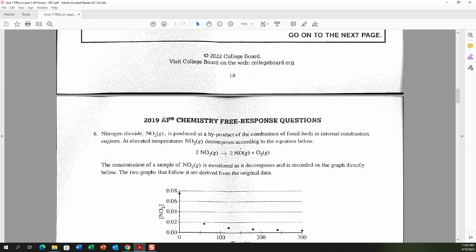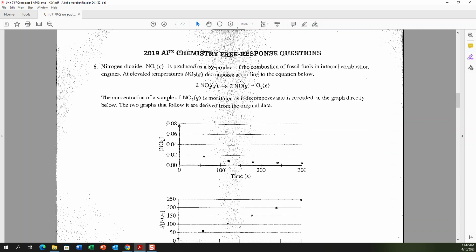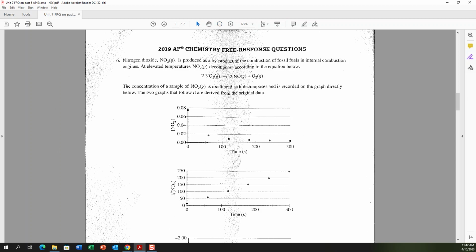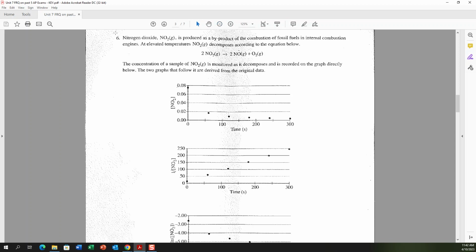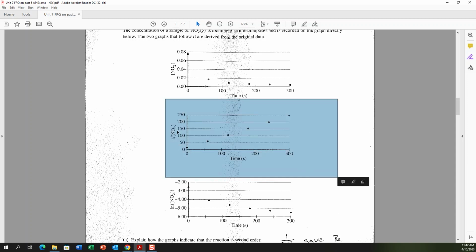Okay. So in 2019, this was the kinetics question. And notice we didn't get to kinetics until free response number 6. And so notice we get 3 graphs, and notice it's the amount versus time, 1 over the amount versus time, natural log versus time. And remember, you're looking for a straight line. So boom, right off the bat, this is the straight line. I know this is second order. Okay, I know this is second order.